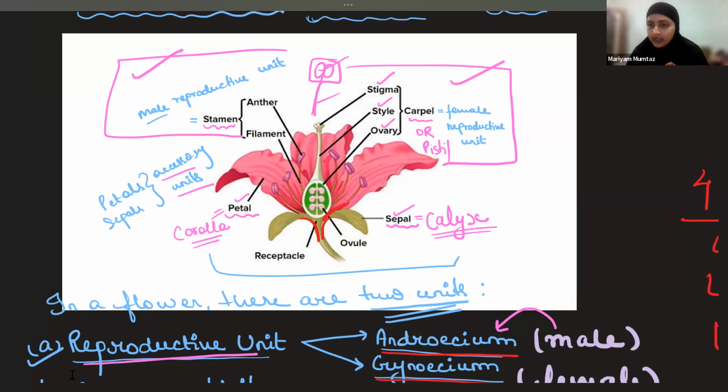Now, just like when we studied our skeletal system, we divided it into axial and appendicular. You remember that?